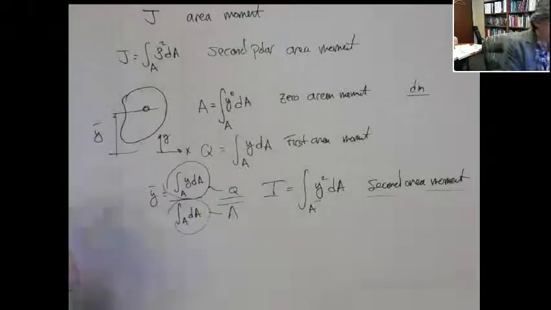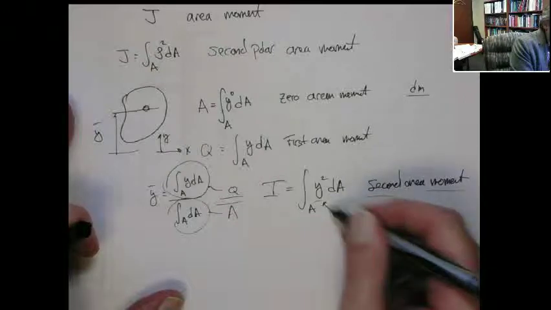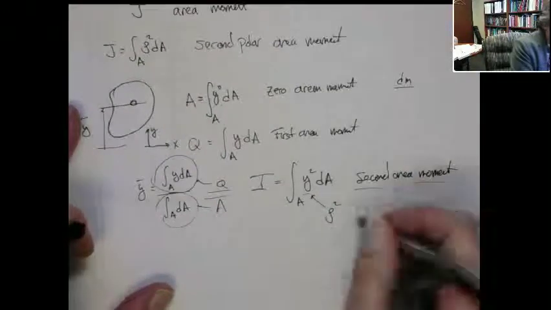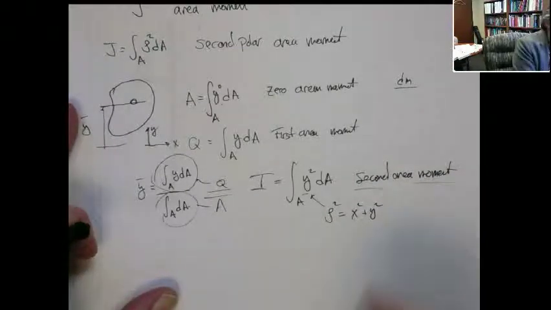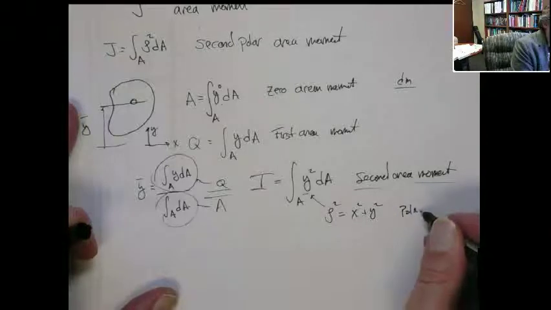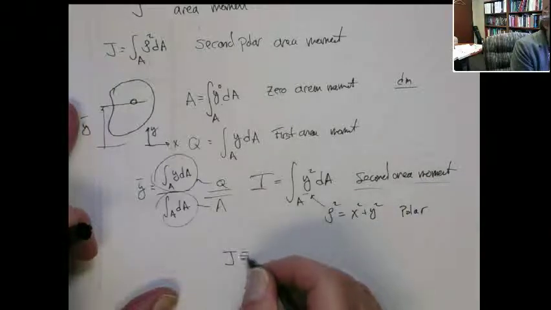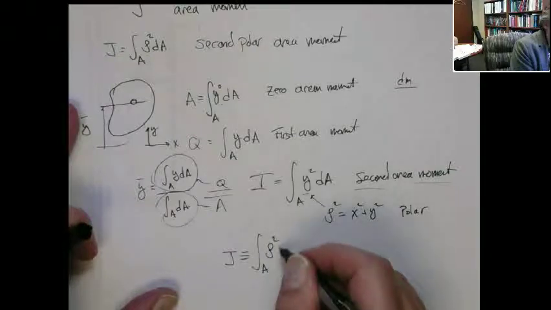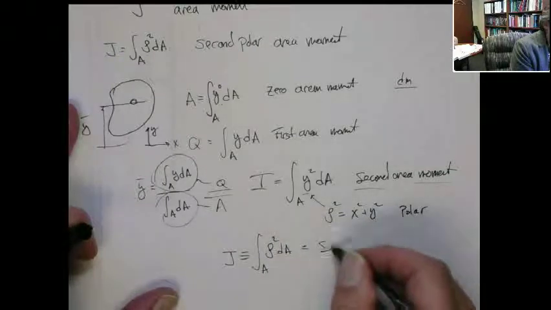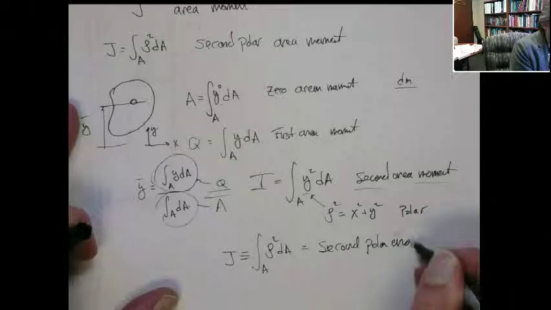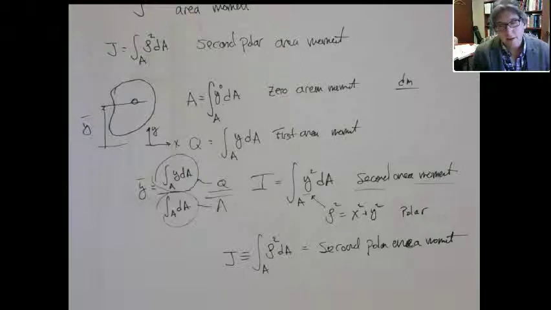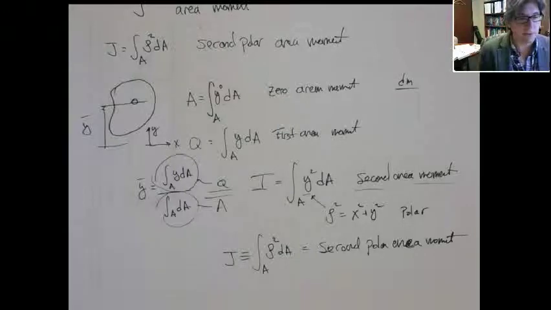But in our case, it looks a lot like this, but we're not using y. We're using the radius, rho squared, which actually is x squared plus y squared. So that's what makes this polar area. So this is J, by definition, the integral over the area of rho squared dA. That's the second polar area moment. Not exactly, right? Polar moment. It was first or second, but anyway, that's what you get.